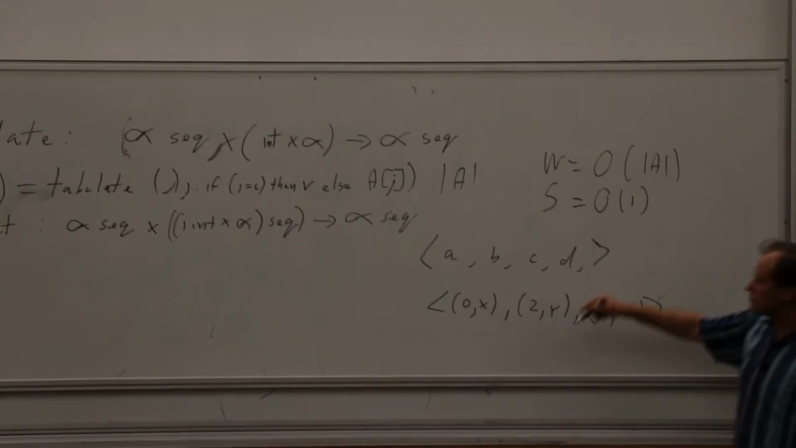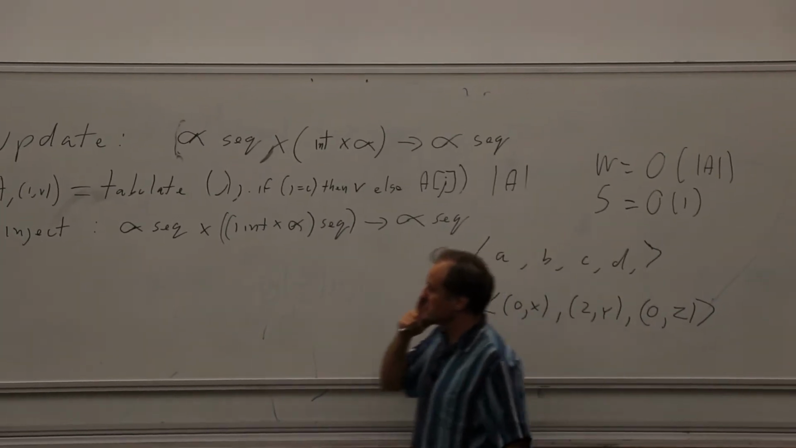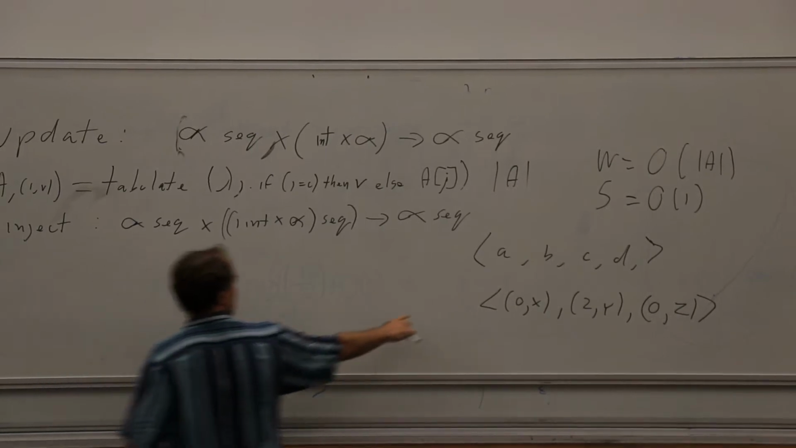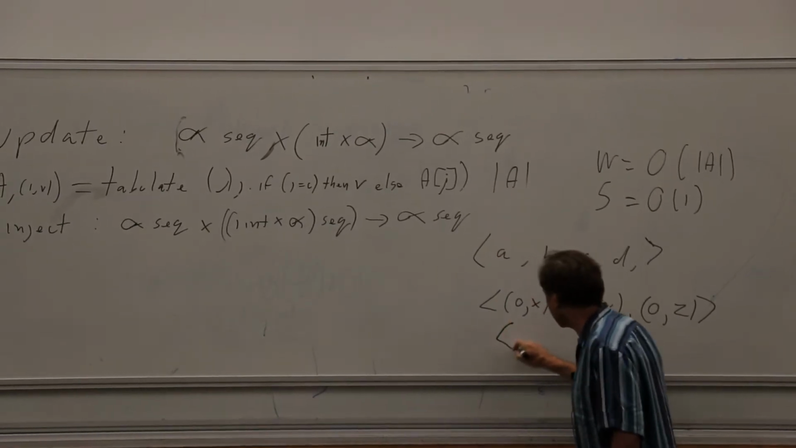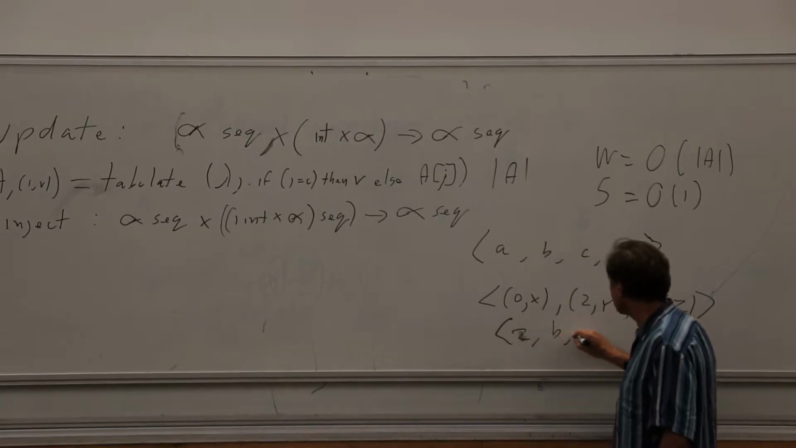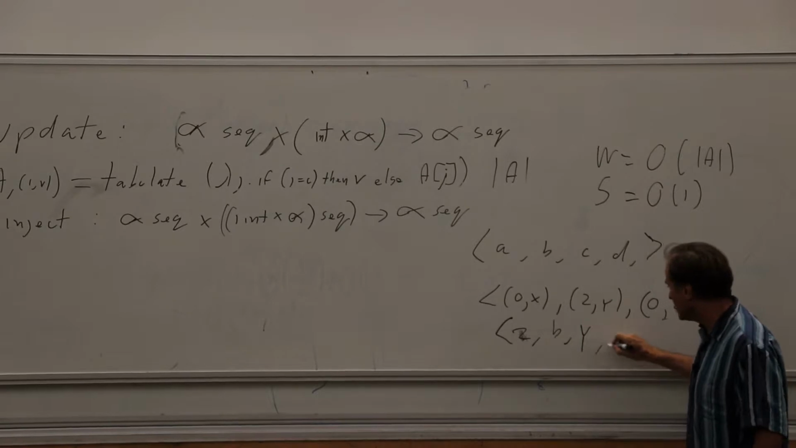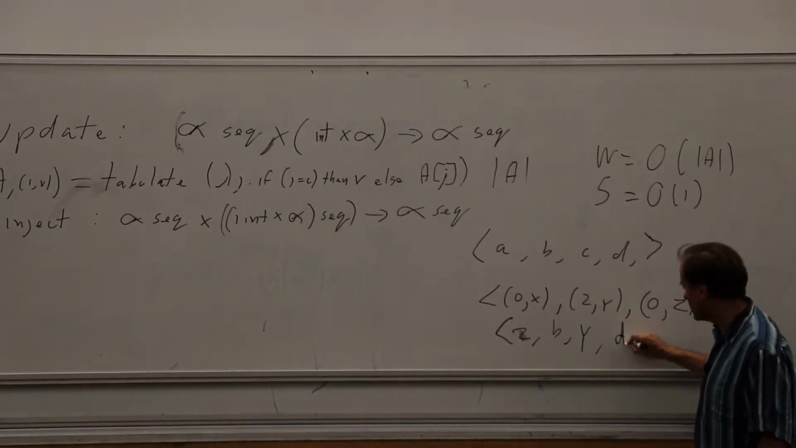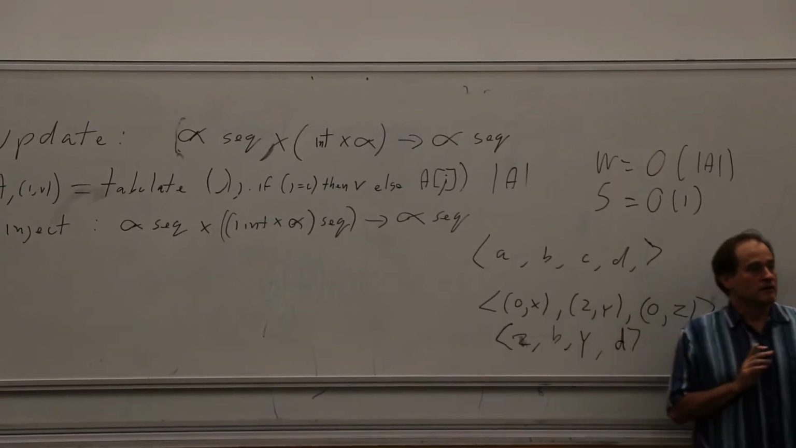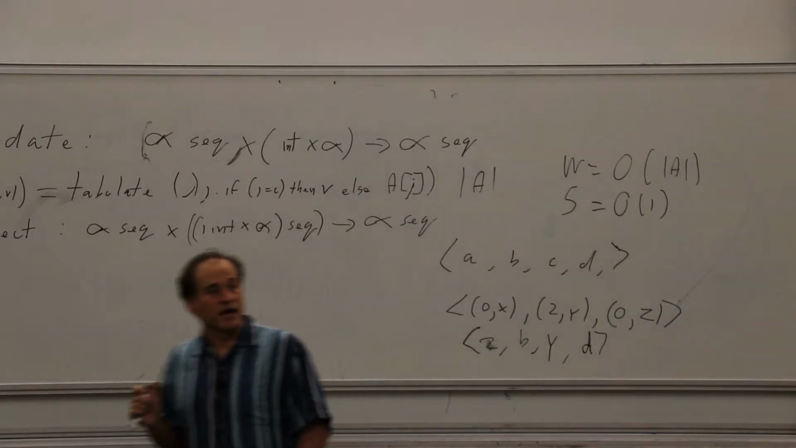And so then the result is, if this is my first argument, then I apply it, I'm basically going to get Z in my first position because that one won. B is going to stay. C is going to be replaced by Y. And D is going to stay.